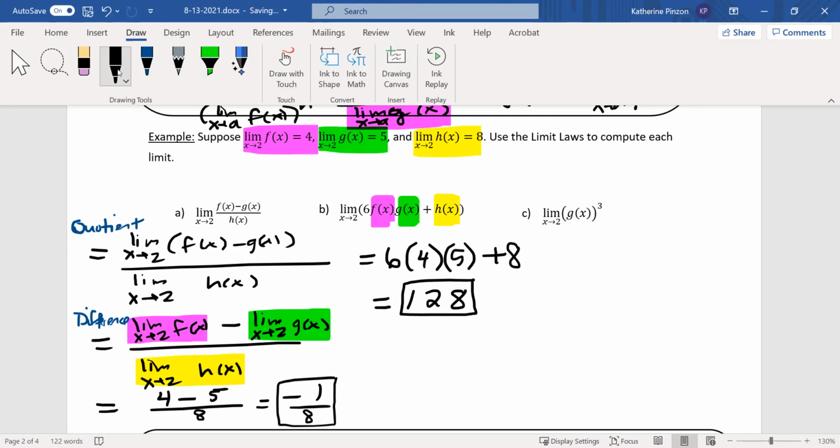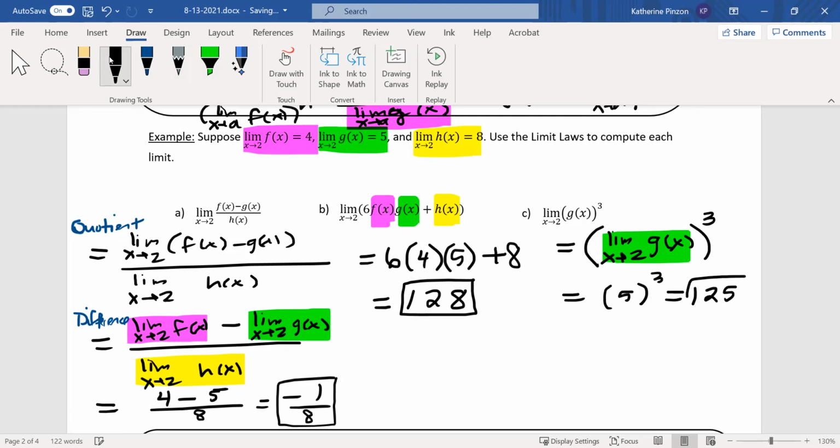Okay, this third guy, I'm going to be careful with this third guy again. The power rule tells me that I can move that limit inside the exponent. So then this guy inside here is 5. So this is going to turn into 5 cubed, 125. Yeah. Okay, I want to do one more.